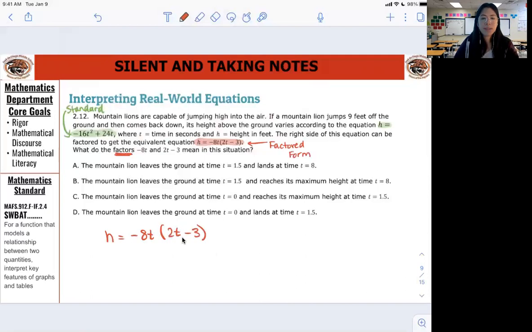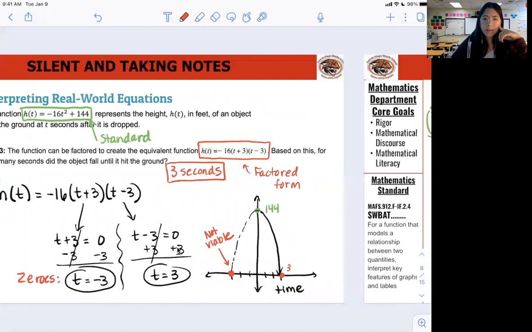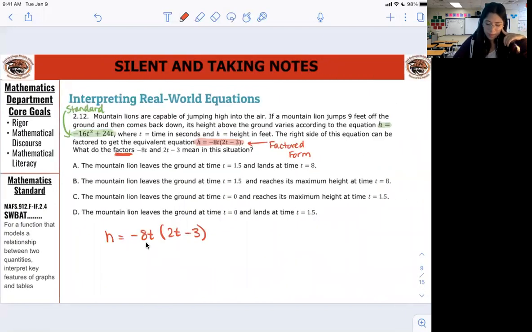The x-intercepts. So even though this one looks a little bit different than this type of factored form, we're still going to do the same thing, where we take each of the factors and set it equal to 0, and then we're going to see what we get. So here's one factor. Here's the other one. Okay, and we're just going to solve each one of these and see what we get for t. So I want everyone to try that on their own really quickly.